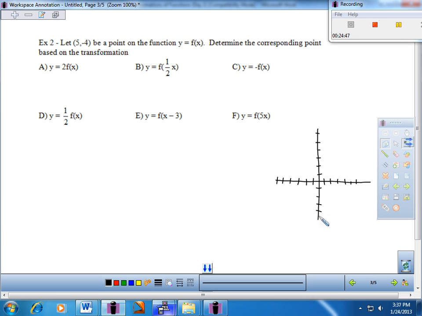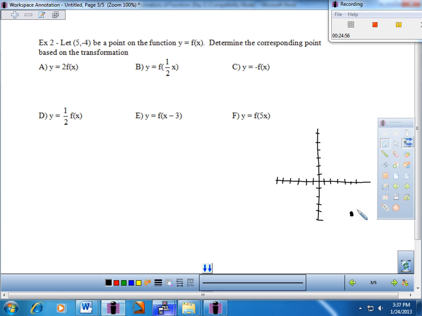And go ahead and plot, what's that, 5, -4. 1, 2, 3, 4, 5, 1, 2, 3, 4. Big old point right in there. So that represents a singular point on the graph of a function. Where does it go after I initiate the transformation? So the first order of business, looking at these 6, is you have to be able to identify which of the 10 transformations it is based on the notation that you see on your screen.